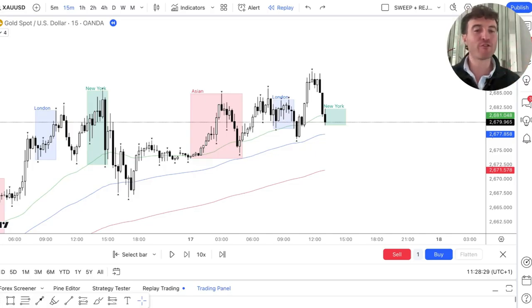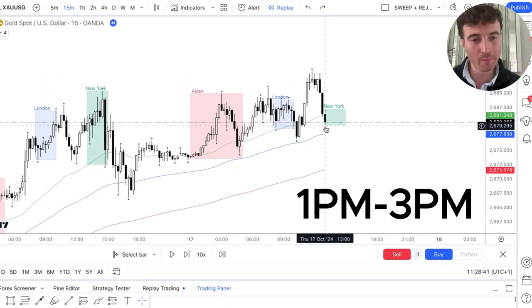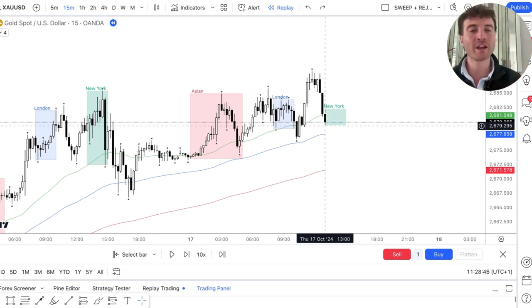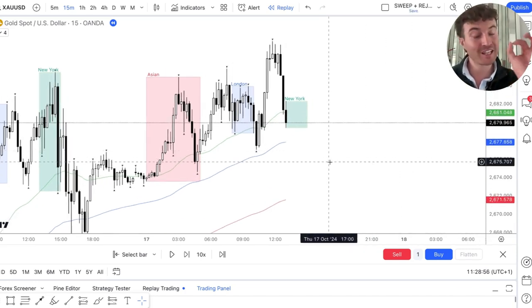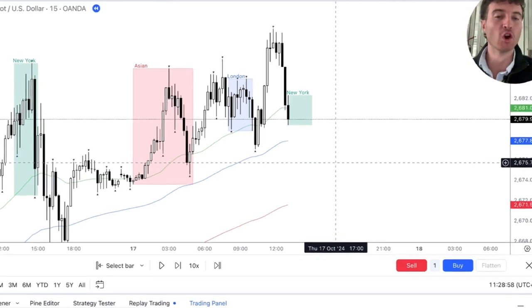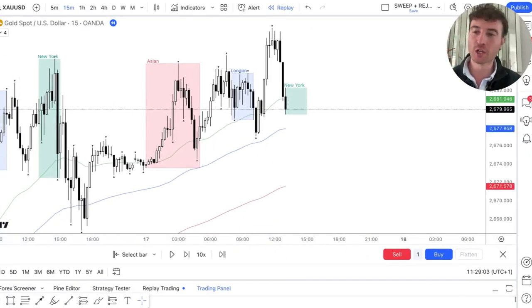So now that we know the definition, let's apply this to the actual markets so we can understand how this works. This is the New York session right here. As I said, this is between 1 p.m. and 3 p.m. GMT. That is when the kill zone for the New York session is. And entering into the New York session, what we want to see is step number two, which is a run on liquidity. And how do I identify areas of liquidity?